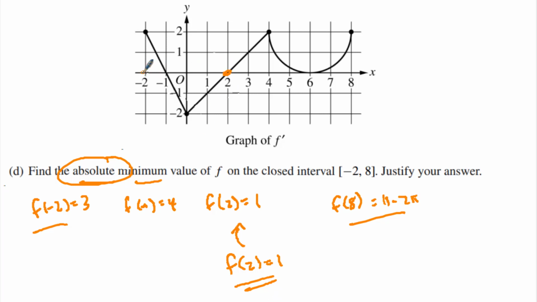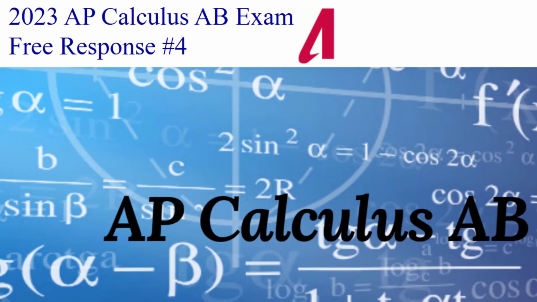Because think about it. If we start right here, we're going in the positive direction. Then we're going in a really big negative area, right here. Which means that's the lowest point we have. And then we go positive, positive, positive the entire way to the end. So the absolute minimum we're at is f of 2 is equal to 1. And that was the 2023 AP Calculus AB exam free response question number 4.